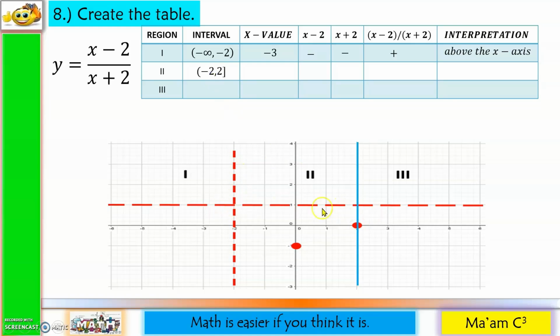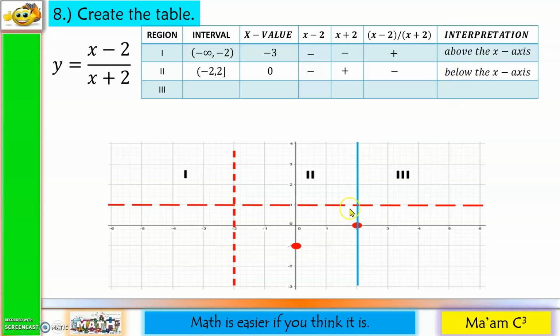Let us assign any value here. So let us say 0. So 0 minus 2 is negative. 0 plus 2 is positive. Negative divided by positive is negative. If it is negative, the interpretation is below the x-axis.